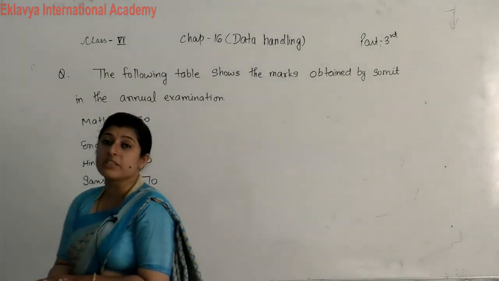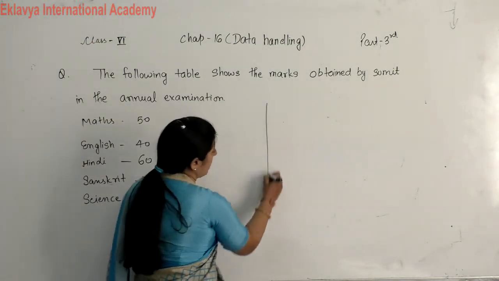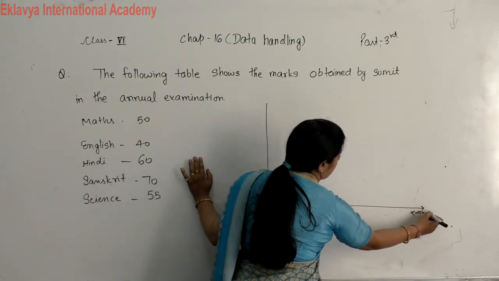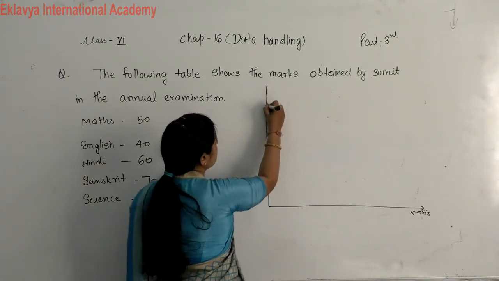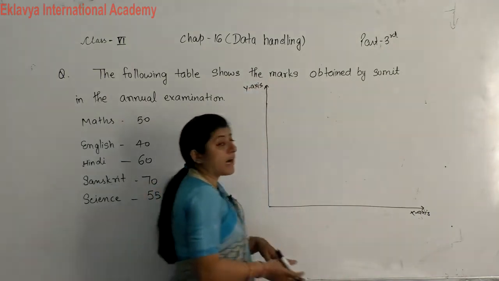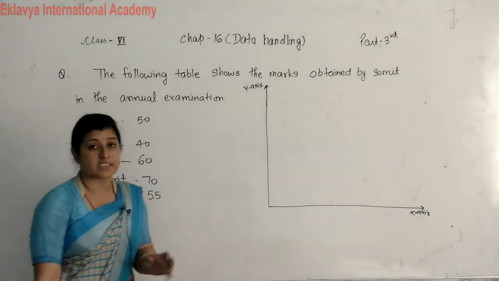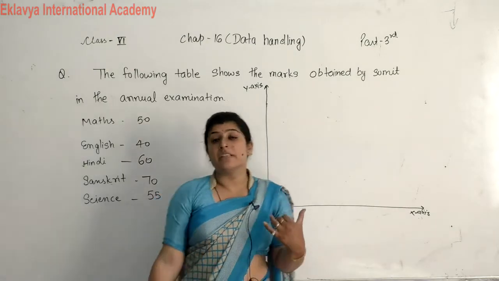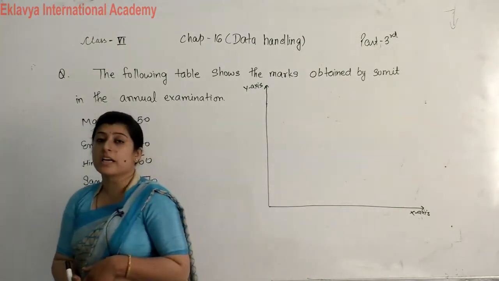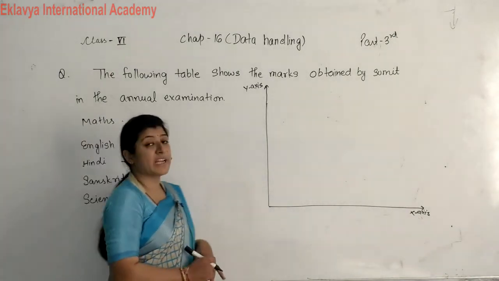For the bar graph, firstly we draw two axes: one horizontal axis, called the x-axis, and another vertical axis, called the y-axis. You can draw the bars on either axis, x-axis or y-axis, as I explained in the previous lecture. This time I am taking the rectangular bars on the x-axis and the numbers on the y-axis.